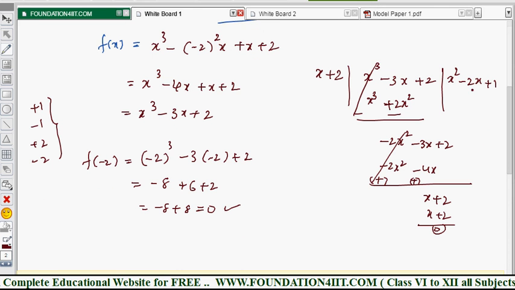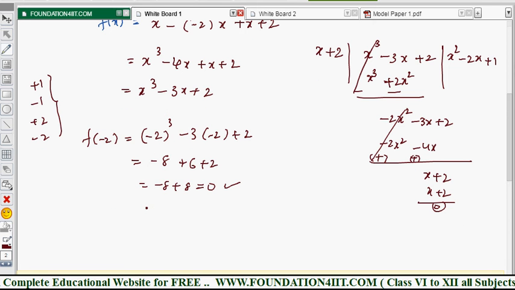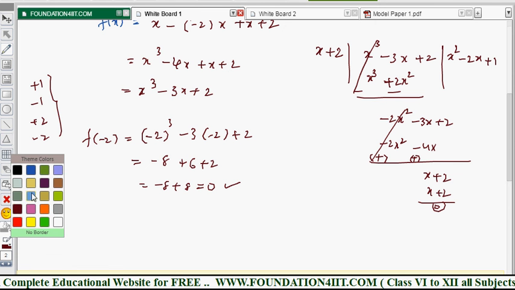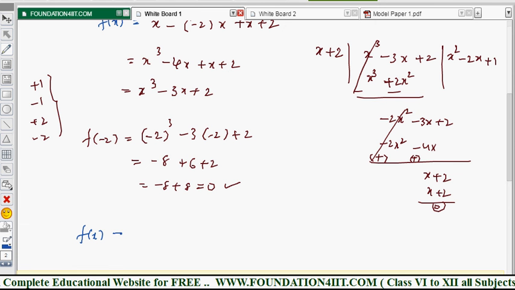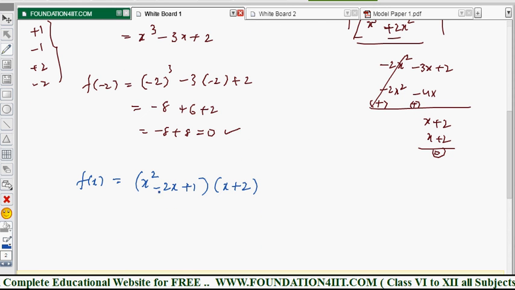So here the quotient is x square minus 2x plus 1, which you can factorize. Therefore we can conclude that f of x is equal to x square minus 2x plus 1 times x plus 2. Now x square minus 2x plus 1 is x minus 1 whole square. That means x minus 1 appears two times. x minus 1 is one factor and x plus 2 is another factor. So f of x we can write like this in factorization.